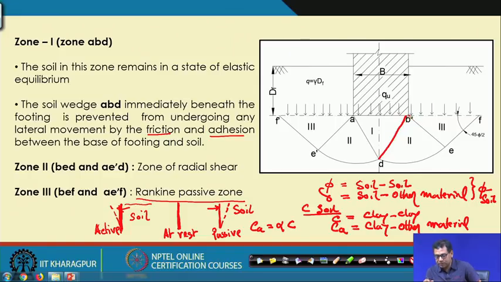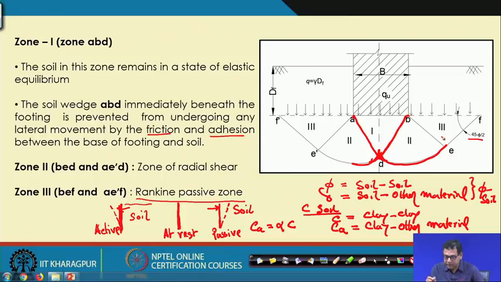this zone starts from the edge of the footing, and the lower part is a logarithmic spiral, and here this angle is taken as 45 degree minus phi by 2, because this is in the Rankine's passive zone. Another thing is that in this figure, it starts vertically from here, then it propagates. Here also it is vertical at this point. So, these are the three zones.